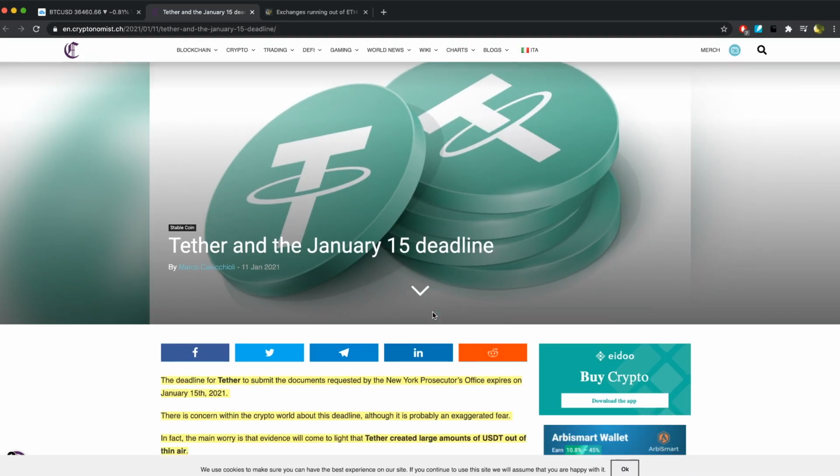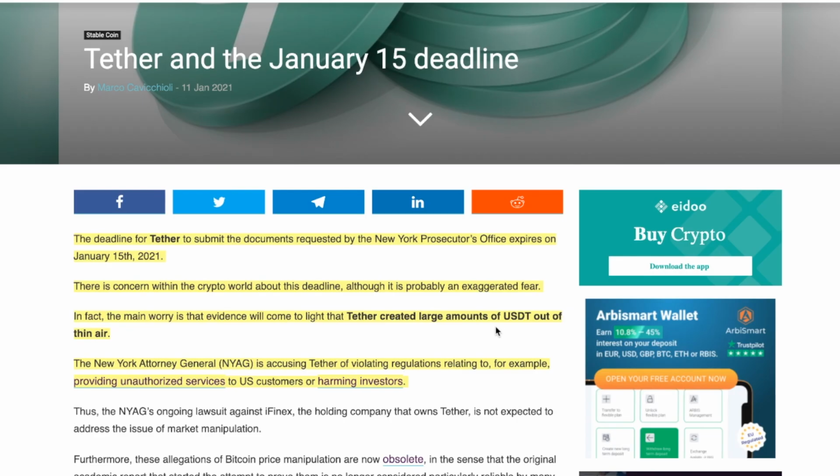All right, now, onto the news. Let's take a look at this first article. Tether and the January 15th deadline. The deadline for Tether to submit the documents requested by the New York Prosecutor's Office expires on January 15th, 2021.